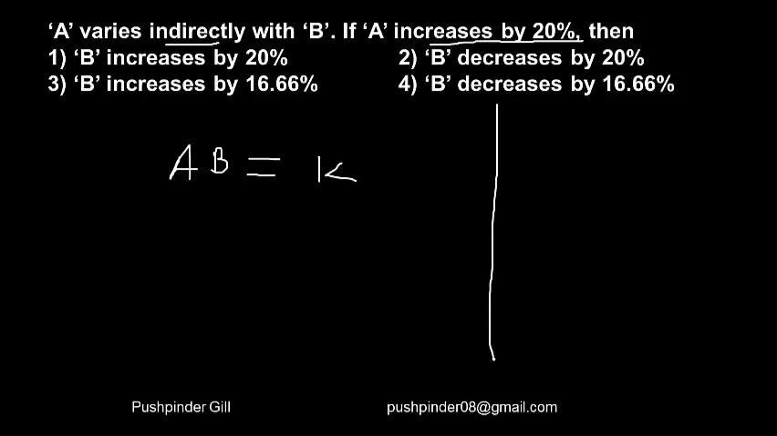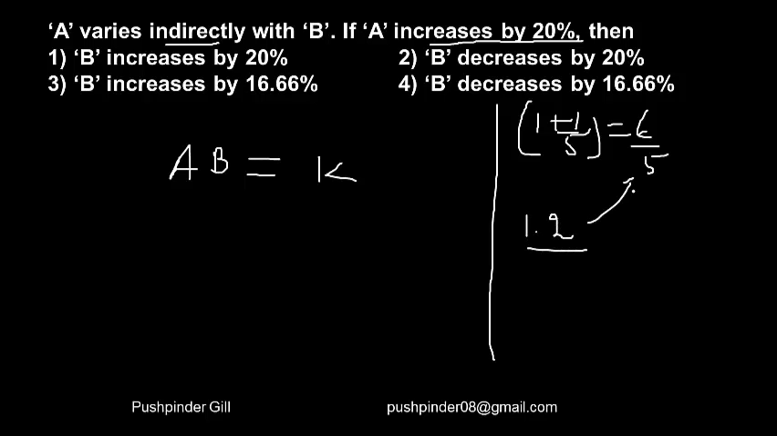Now, getting increased by 20% means 20% is 1 by 5, so it is getting multiplied by 1 plus 1 by 5, or 6 by 5. Or you can say it is getting multiplied by simply 1.2, which is nothing but 6 by 5 again. Now A increased by 20%. That means this got multiplied by 6 by 5. Right? So this became this. Now to keep the K constant, B has to get multiplied by 5 by 6, so that everything cancels each other out and you still get the same value for K.